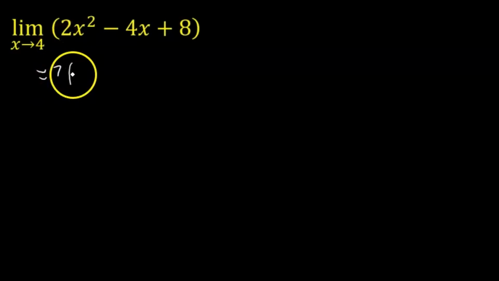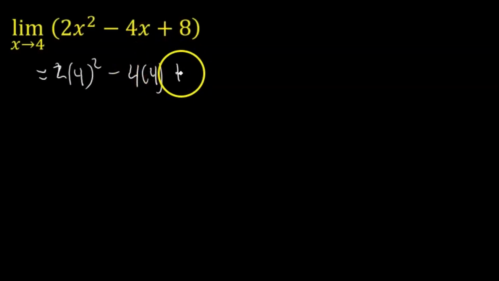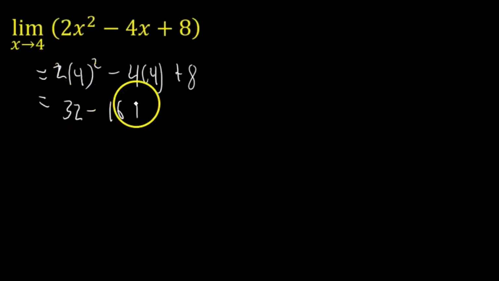So we would get 2 times 4 squared minus 4 times 4 plus 8. And 4 squared is 16, times 2 is 32, minus 16 plus 8. And 32 minus 16 is 16, plus 8, I believe, is 24. So that's our limit there.